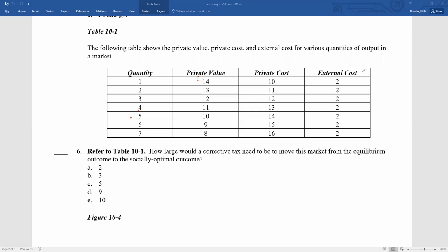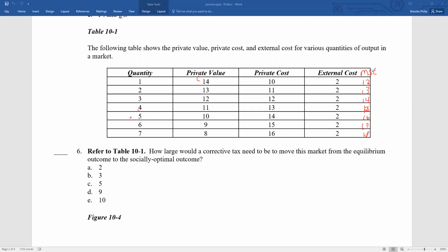So I'm going to just put here the marginal social cost. So what is the marginal social cost? It's the private cost plus the external cost. So this is going to be 12. This is going to be 13. This is going to be 14. This is going to be 15. This is going to be 16 and 17 and 18. All right. So now I have my private cost, my external cost, and my marginal social cost.